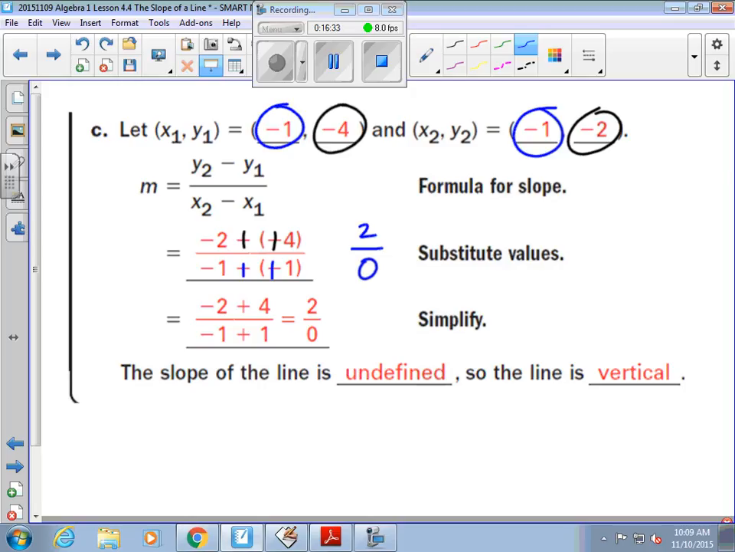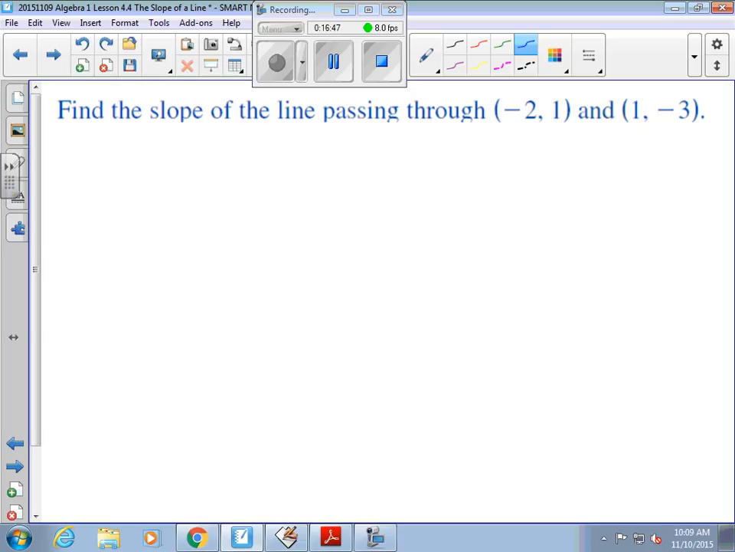So you know when you graph this line, if you get any kind of a diagonal line for either this one or the horizontal one, you didn't do something right. You can quickly look at the picture and determine if it's correct. And again, on the back, one more to go along with this one. Find the slope through these 2 points, negative 2, 1, and 1, negative 3.